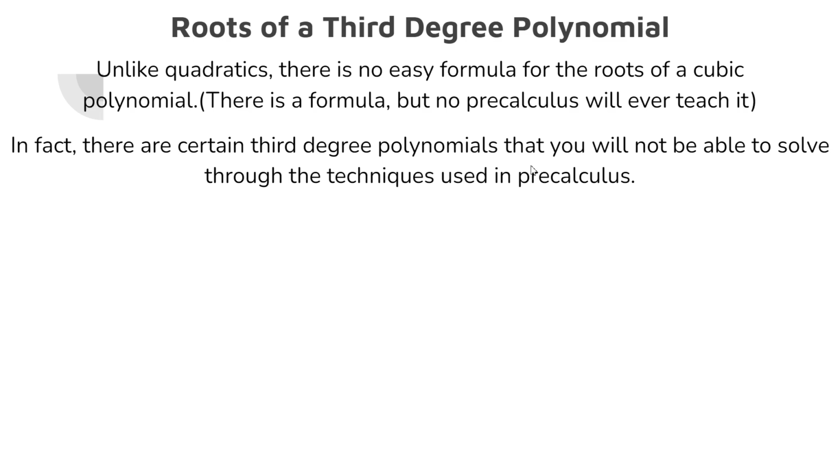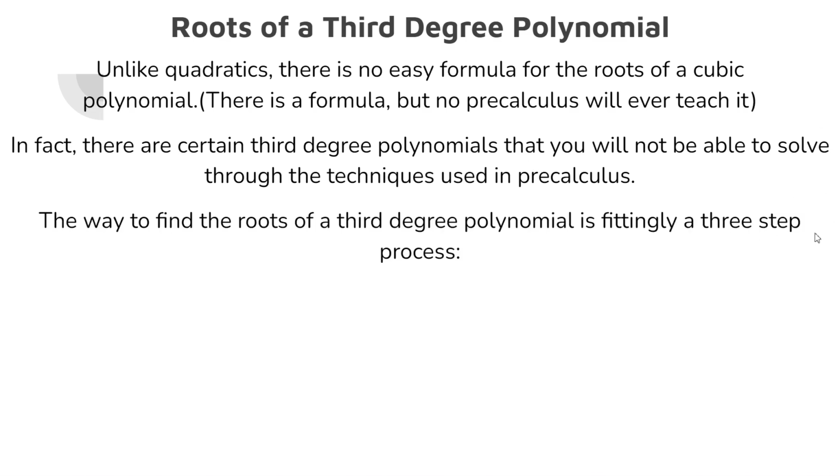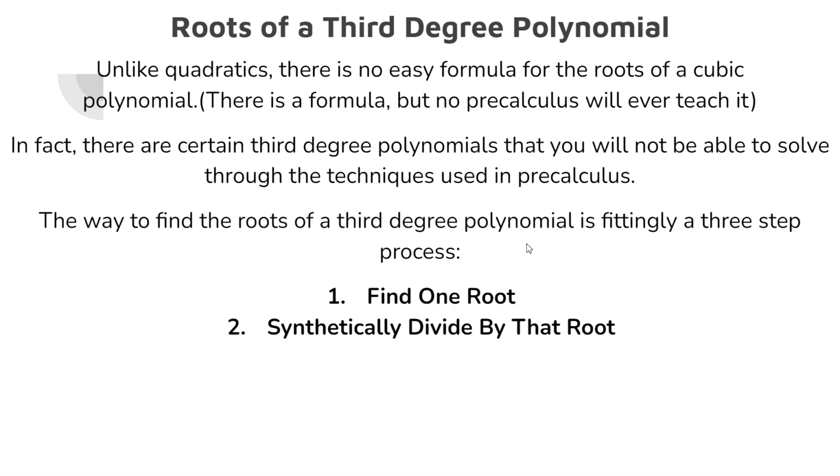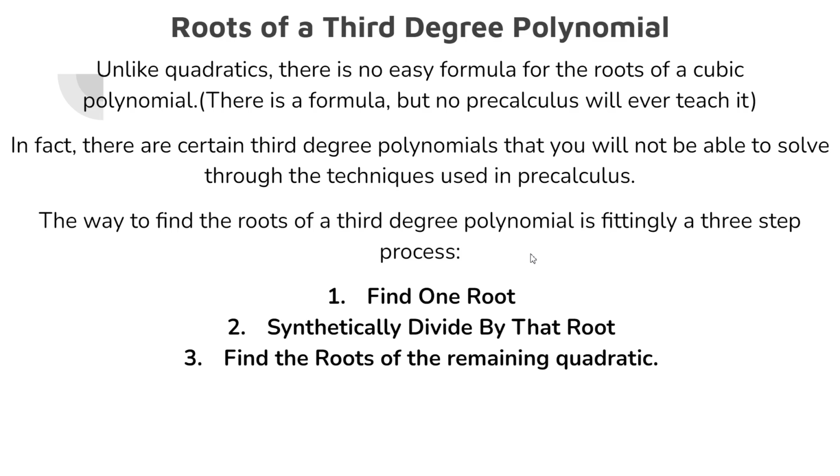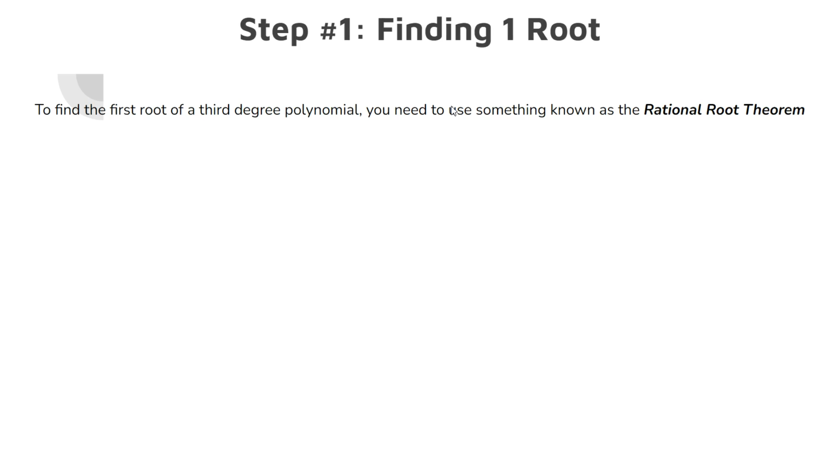The problem is, because there's no formula, there are certain third degree polynomials that you won't be able to solve through the techniques used in precalculus. The way to find the roots of a third degree polynomial that you can solve is fittingly a three-step process. You need to find one root, synthetically divide by that root, and find the roots of the remaining quadratic. Let's break it down. Step 1, finding the first root.